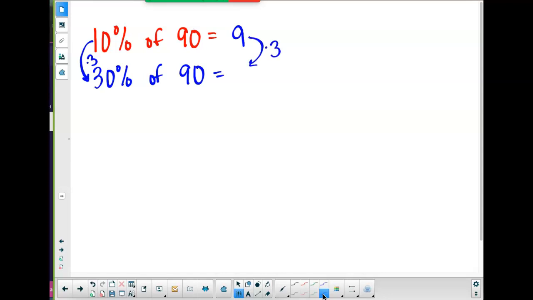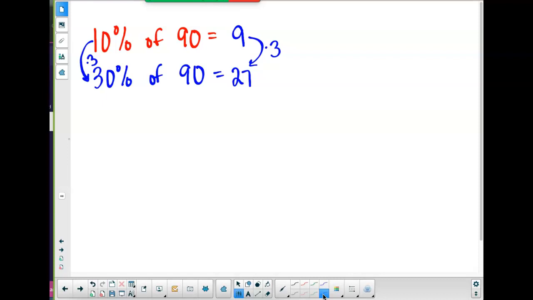So I have to times by 3, so it is that 27. 9 times 3 is 27. So 30% is 27. Do we see how we got that?